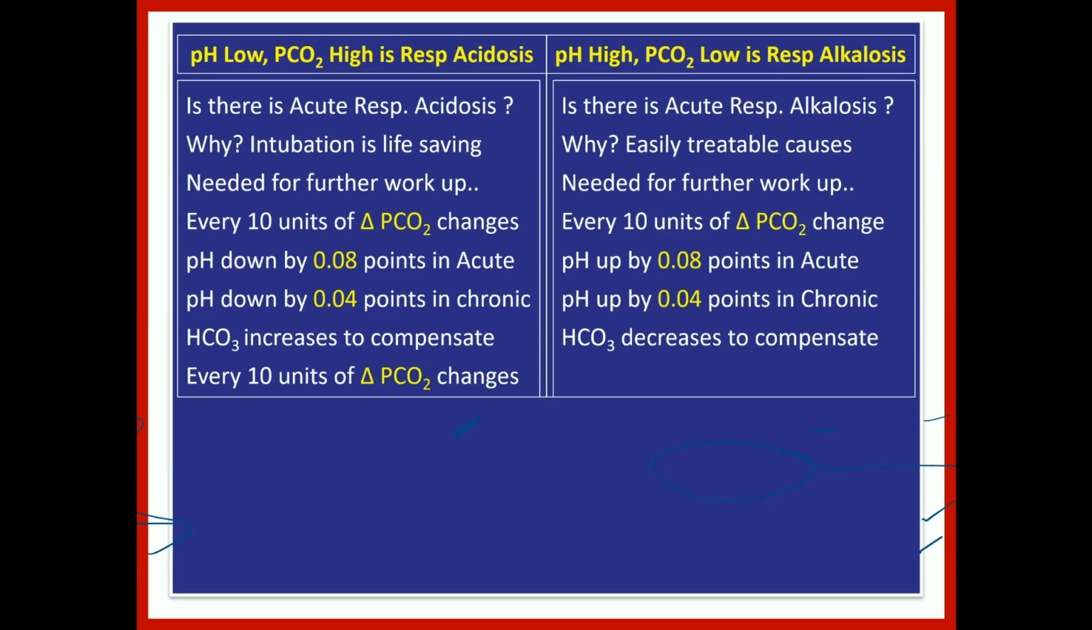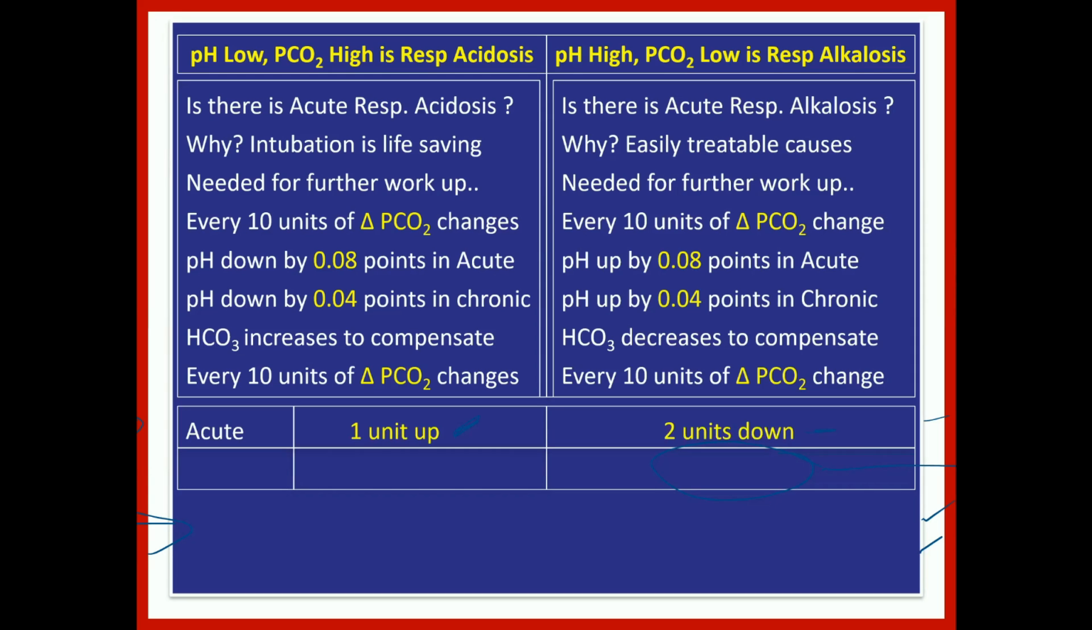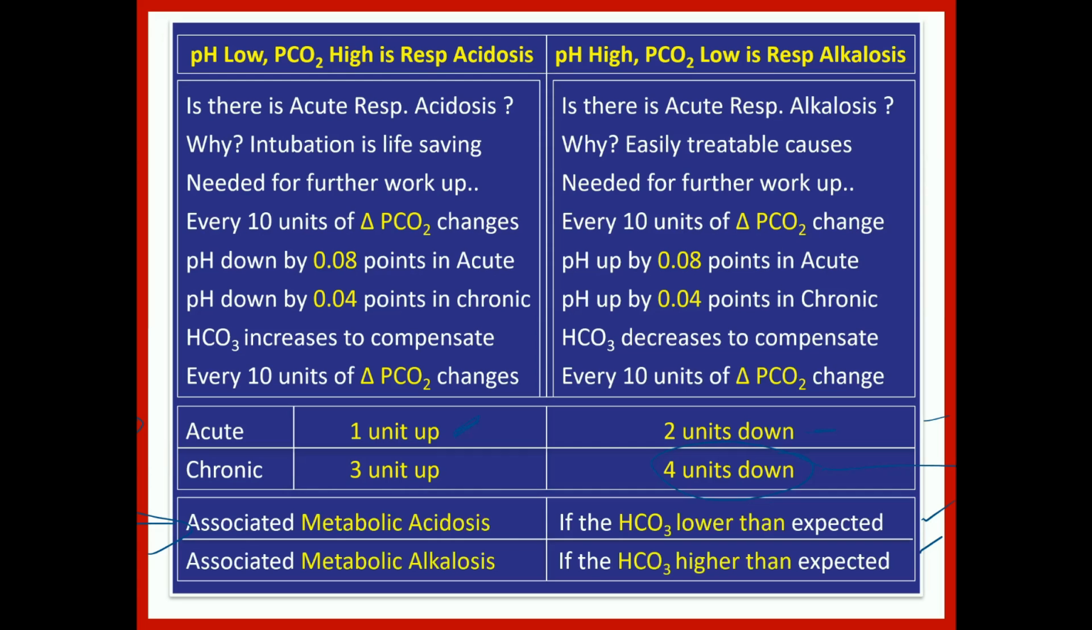Then see the bicarbonate compensation as per the following formula. So how is that formula now? Acute respiratory acidosis, 1 unit up. If it is acute respiratory alkalosis, 2 units down. If it is chronic respiratory acidosis, 3 units up. Chronic respiratory alkalosis, 4 units down, for every 10 units change in the carbon dioxide from the normal value of 40.